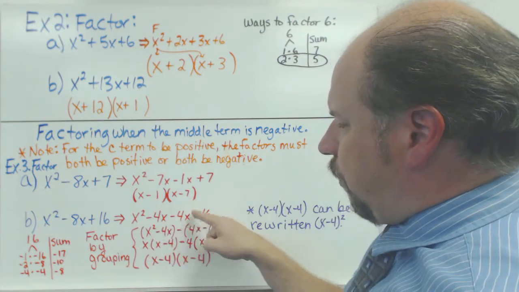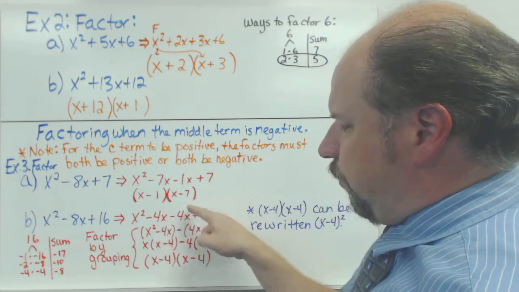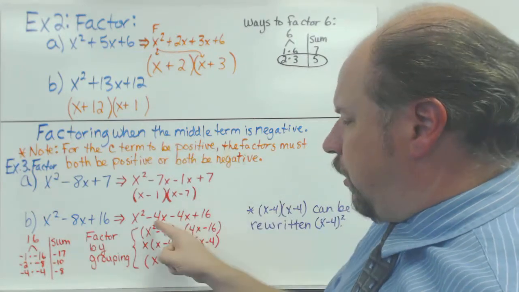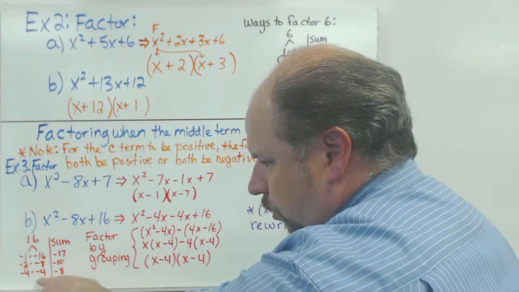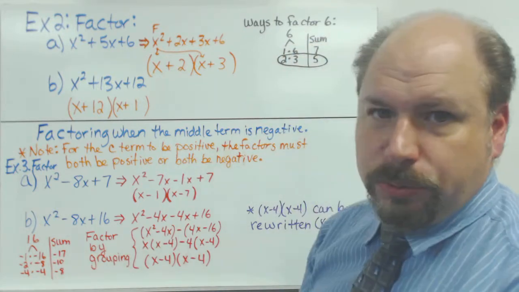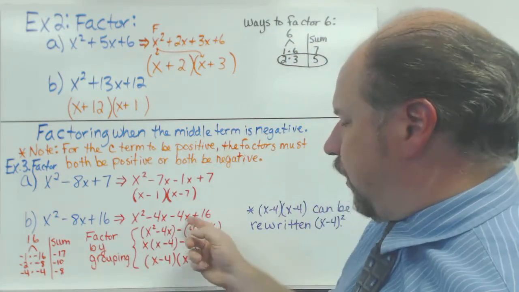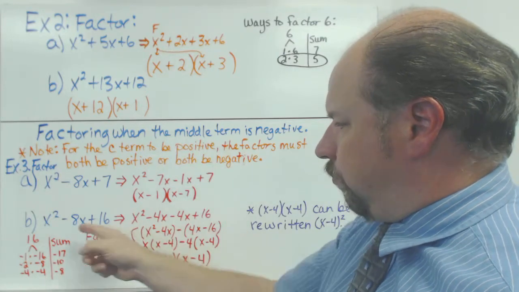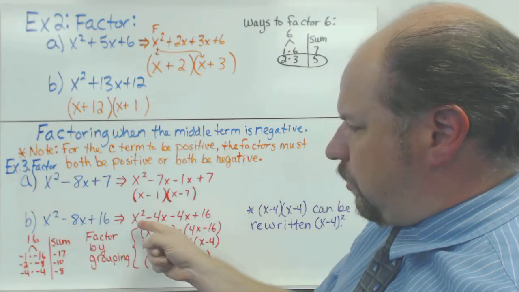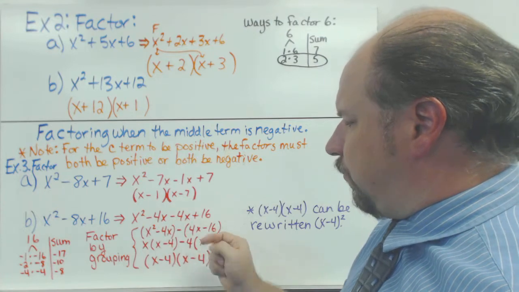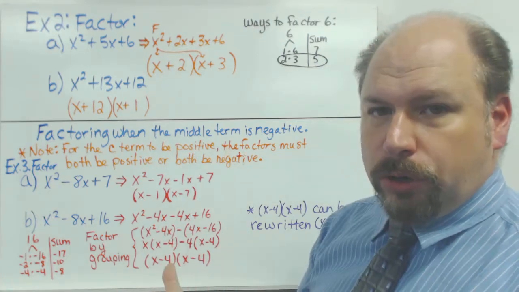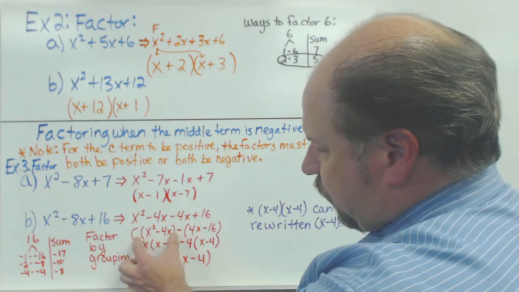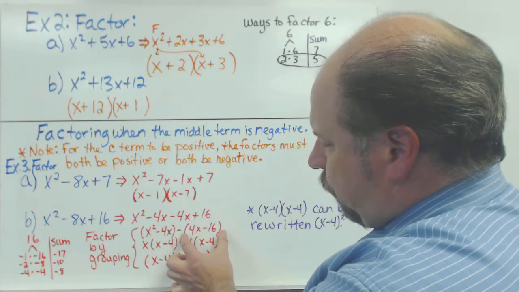So I'm going to rewrite this with this middle term expanded out here into minus 4x minus 4x. And I got these two numbers from right here. Those two that we found added together to make up that middle term right there. Okay, so we have x squared minus 4x minus 4x plus 16. Okay, so we want to group these first two terms together and these last two terms together.